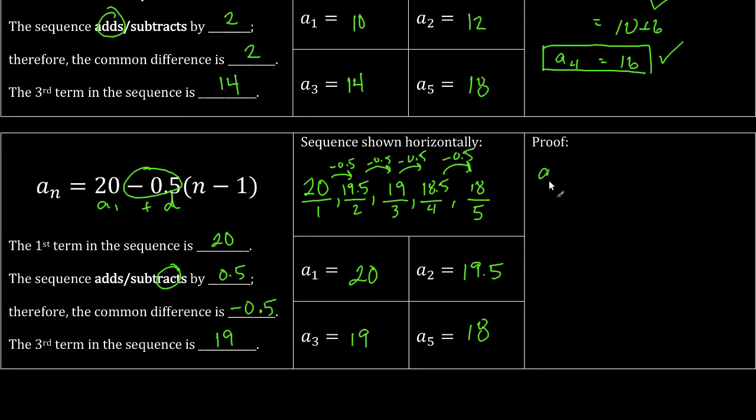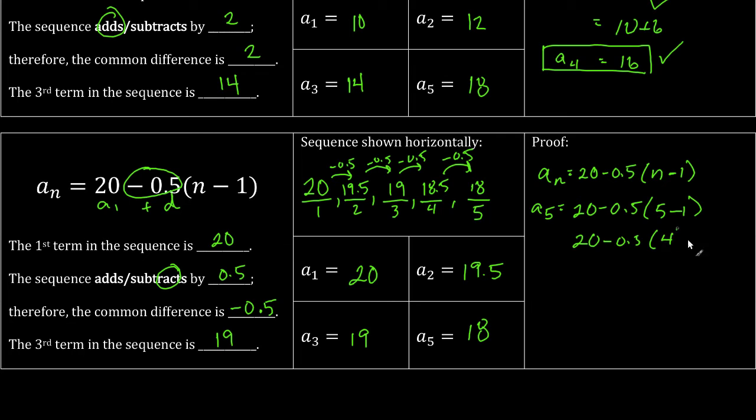Let's start off with our equation. Now let's pick a random one. Let's choose our fifth term again. Our fifth term should equal 20 minus 5/10 times 5 minus 1, so 4 times. So 20 minus 0 and 5/10 times 4.